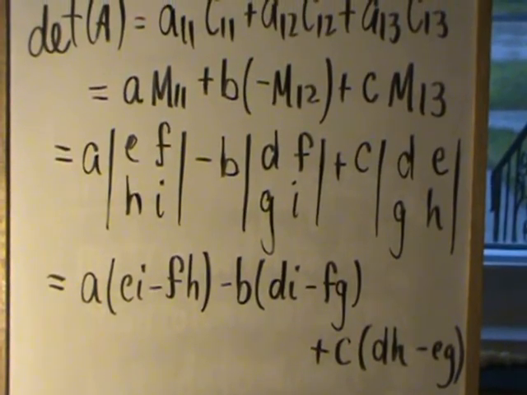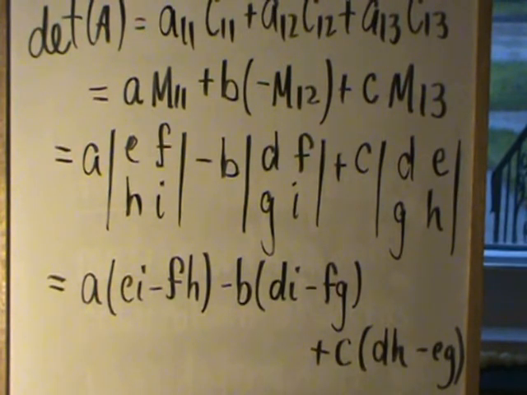So the next step is to fill in the 2 by 2 determinants that represent those minors. So for example, M11 is going to be EF, HI. And we're going to calculate those 2 by 2 determinants by using the weave method. So in that case, we're going to get EI minus FH. And if we do that for the other minors, we get this line right here.